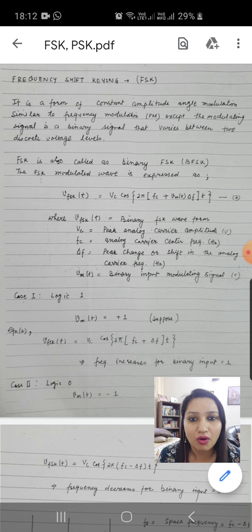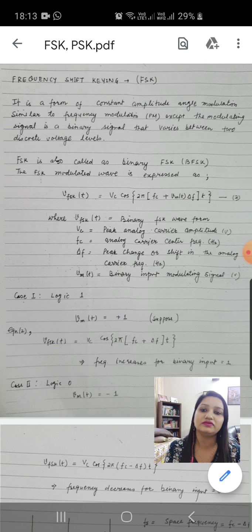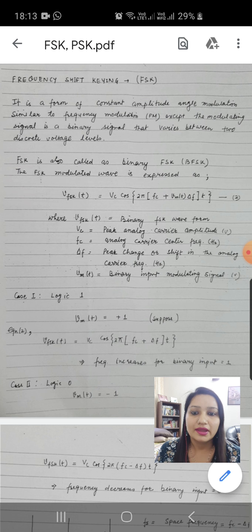So let's start. It is a form of constant amplitude angle modulation similar to frequency modulation. Yes, it is similar to frequency modulation, because in this case again we are going to shift or change or modulate the frequency of our analog carrier using the modulating wave, except the modulating signal is a binary signal that varies between two discrete voltage levels. FSK is also called binary FSK, BFSK.